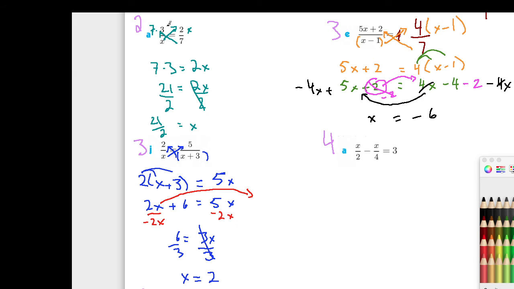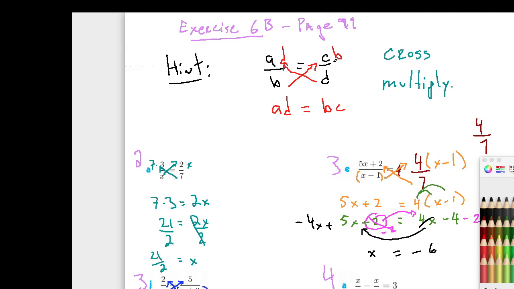So once again, all these 3 examples are great examples of cross multiplying. So remember, fraction equals a fraction. You're allowed to cross multiply to get rid of any denominator.